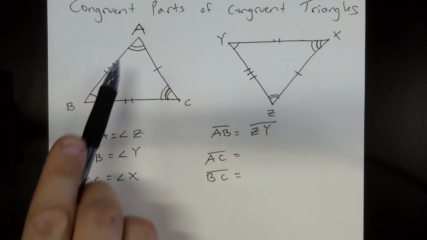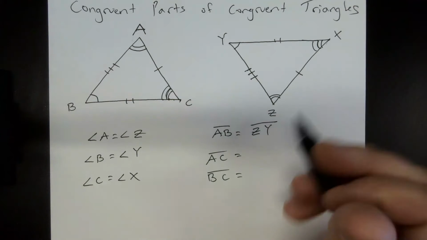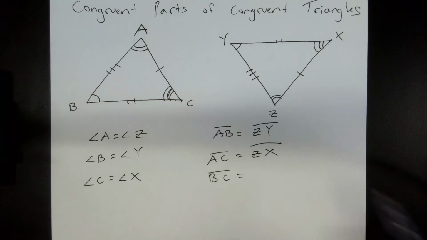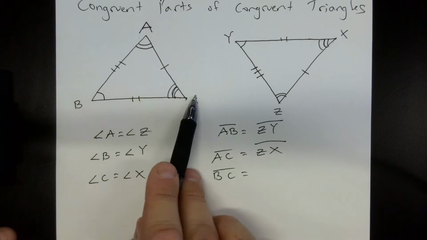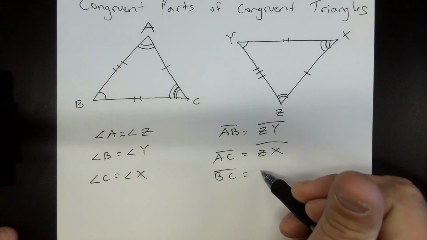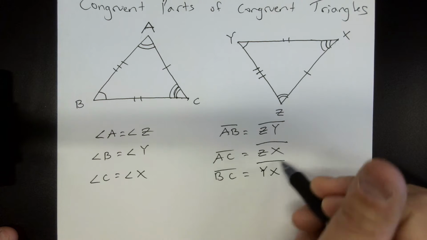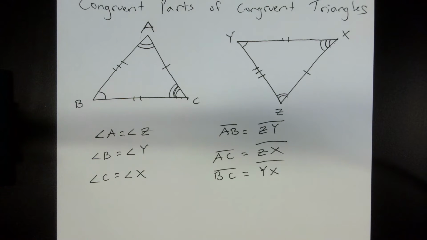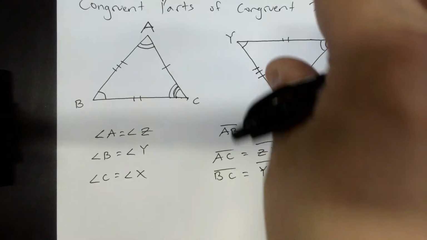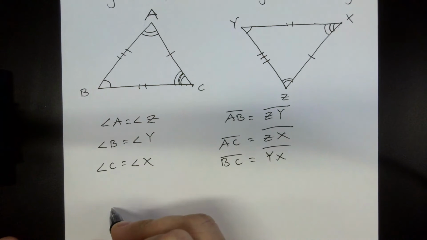So AC goes from 2 to 3, so this would be ZX. BC goes from 1 to 3, so this one would be YX. Now that we know that all parts are congruent, remember there are 6 parts to a triangle: 3 sides and 3 angles. If those 6 parts of one triangle are congruent to 6 parts of another triangle, then we know those 2 triangles are congruent.